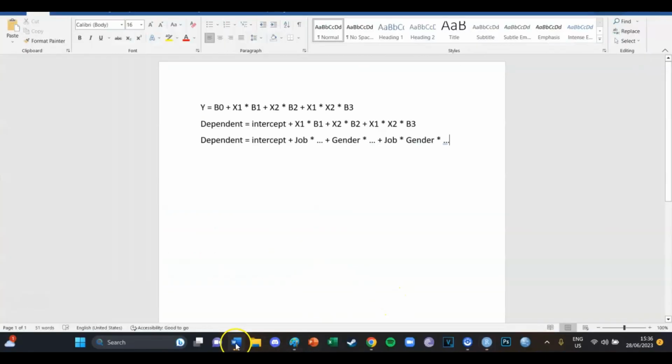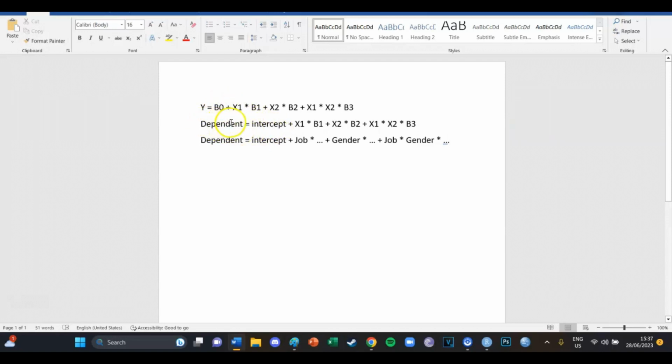And that means that if you take a look at the formula, then it's y is b0 plus x1 times b1 plus x2 times b2 plus x1 times x2 times b3. And that sounds really difficult, but actually it's not. Let's make it a little bit more concrete. Y is always the dependent variable. The b0 means the intercept.